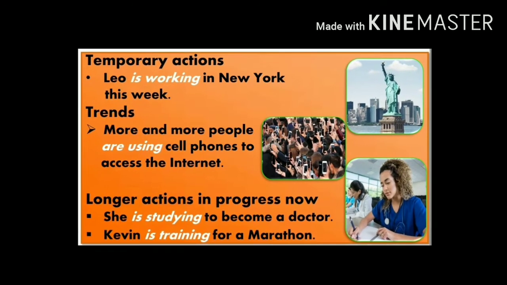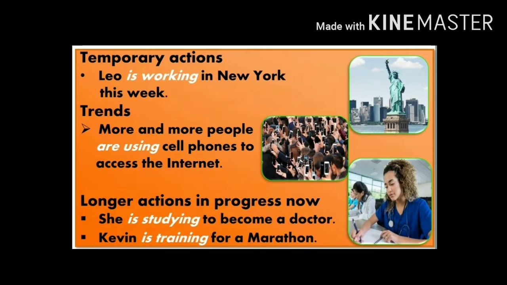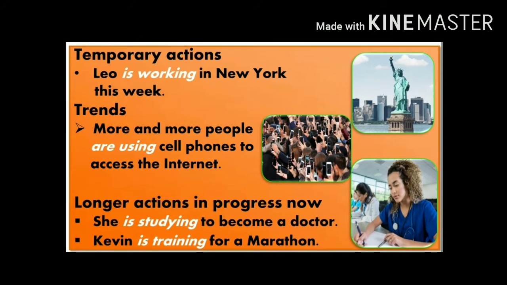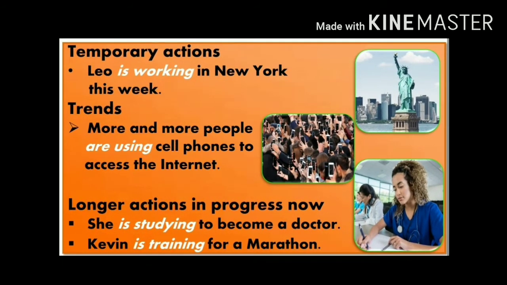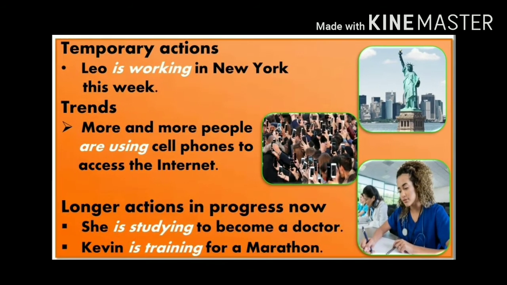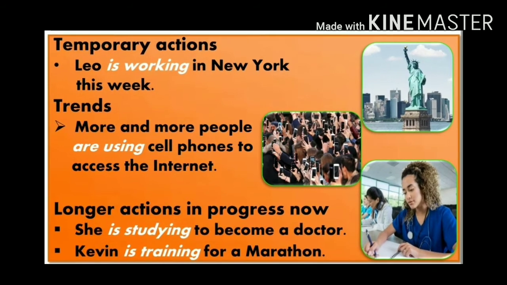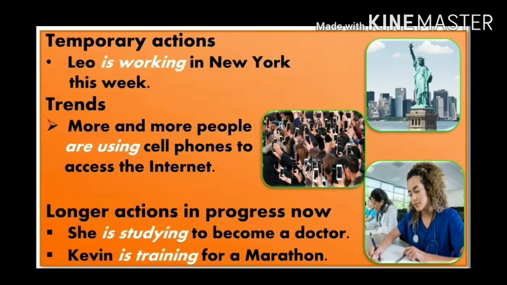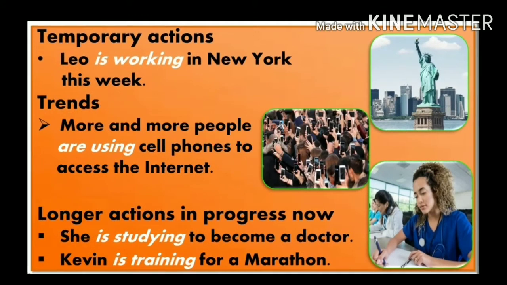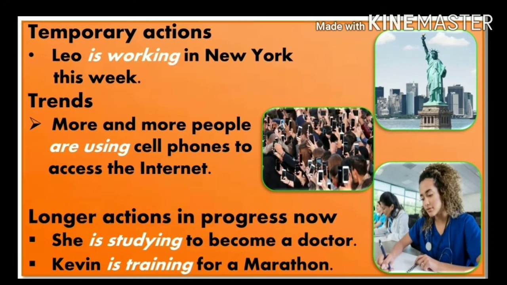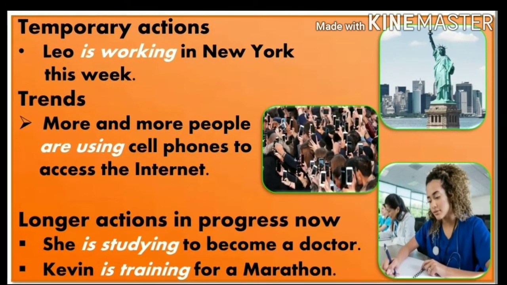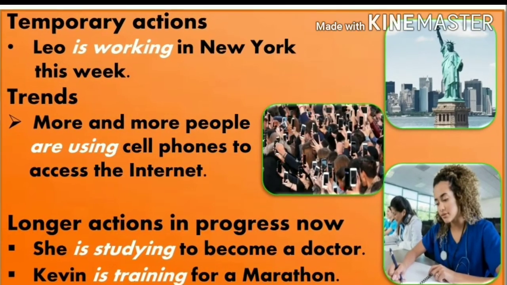So once again I repeat, for the singular persons we have to use is as a verb. For the plural persons we have to use are as a verb. For the first person I, we should use am as a verb for the continuous tense. Then verb plus ing form should be there in the present continuous tense.